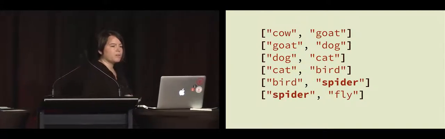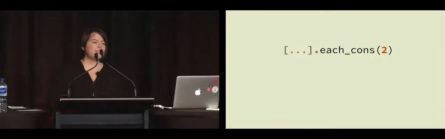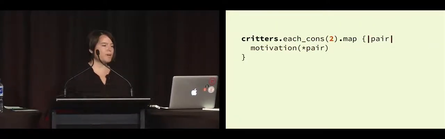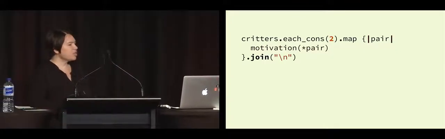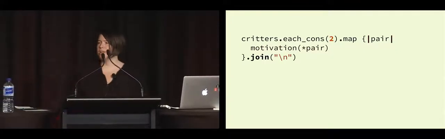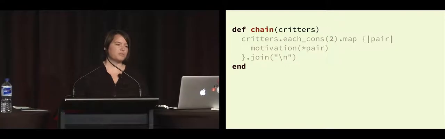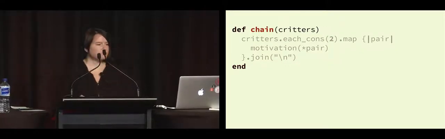And what we really want is a single list so that we're not writing everything twice. Now, Ruby has an enumerable method that conveniently yields each consecutive pair. Given a list of critters, loop over them, pass each pair to the motivation method, join it into a single string. This chunk of code also seems like a complete thought. I'd like to name it. And here, we're talking about the sequence or chain of events. We're describing some sort of bizarre food chain.